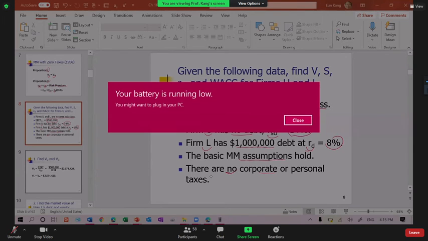Oops. The battery is running low. So let me make sure that there is the battery. Okay, so there is battery.